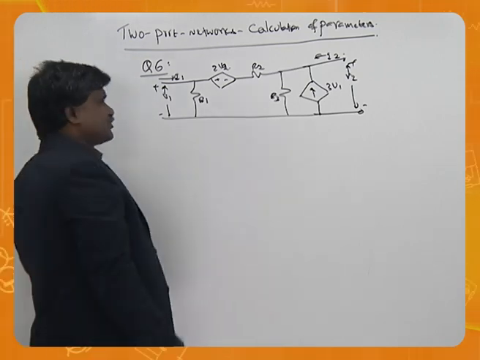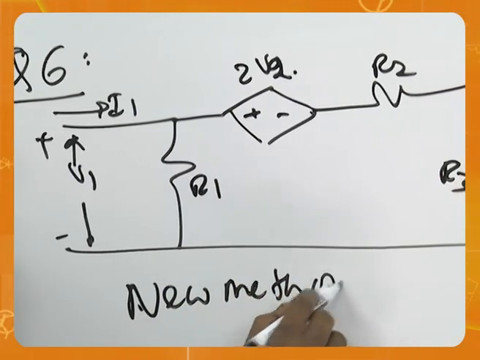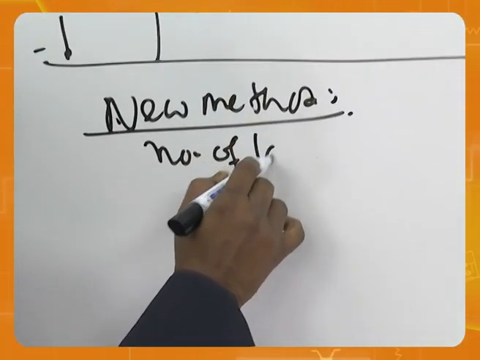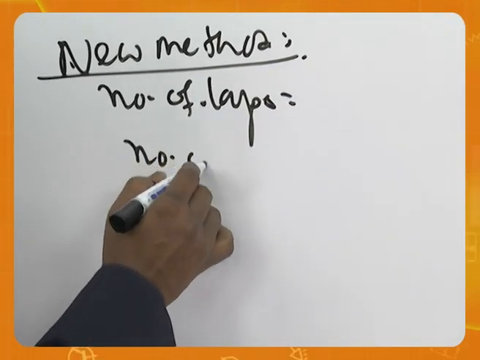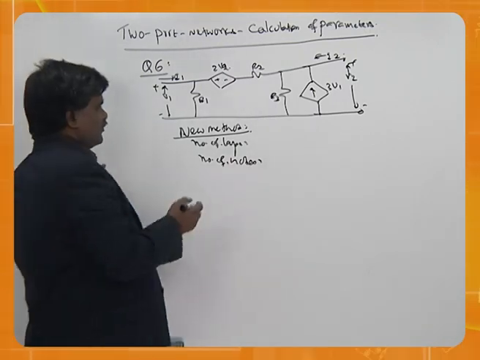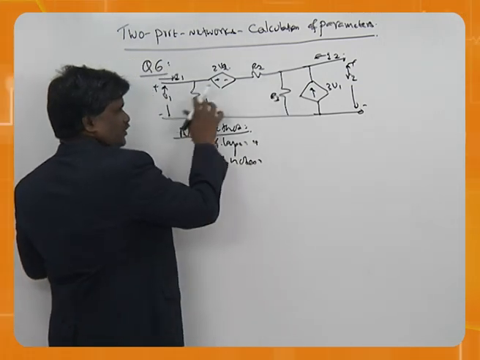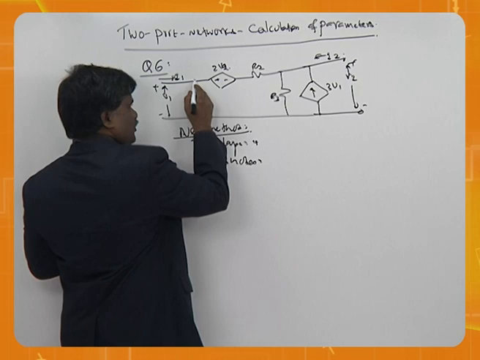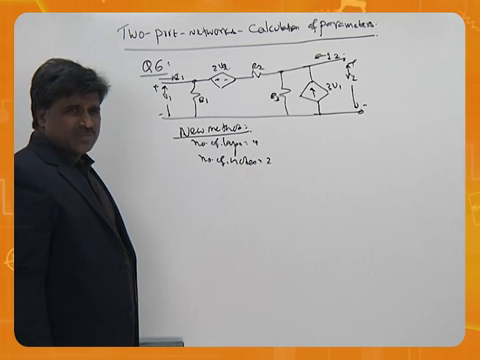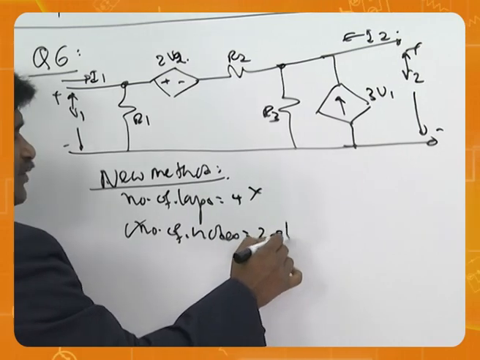Now, though the circuit seems to be heavy, don't worry. I am still going with the new method. In that, as you know, number of loops, how many? Number of nodes, how many? 1, 2, 3, 4. Oh, very much. Nodes, one here, one here, only 2. Though the circuit seems to be difficult, go here. That means we are going with KCL.